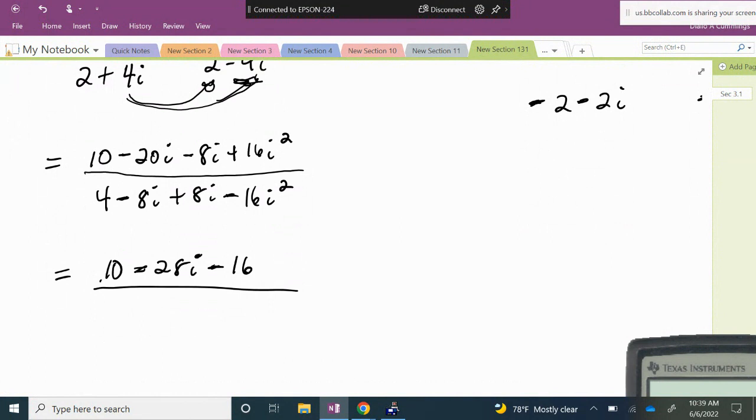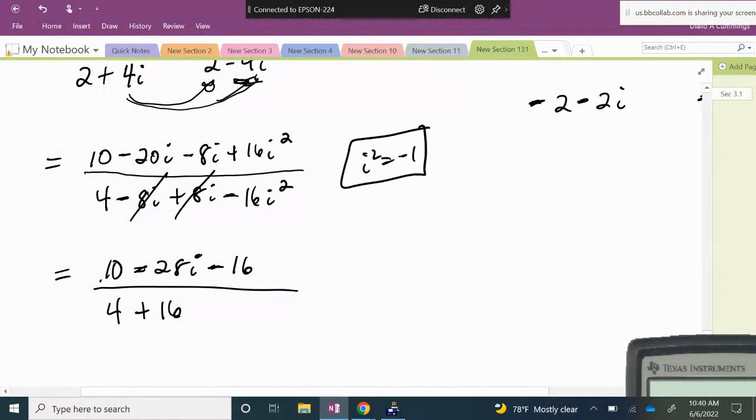If we look in the denominator, the 8i's are going to cancel. I'm going to bring down 4. And I have negative 16 times i squared. Right, so keep in mind that i squared is negative 1. So negative 16 times negative 1 is positive 16. Right, so just keep the fact in mind that i squared is negative 1.